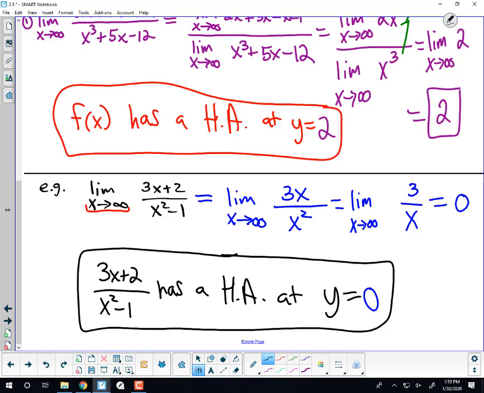So now you don't have to remember all of the algebra stuff. If the degree of the numerator is bigger, what did I do? If the degrees are the same, what did I do? I don't have to remember any of that. All I have to do is compute a limit at infinity. It tells me where my horizontal asymptote is.